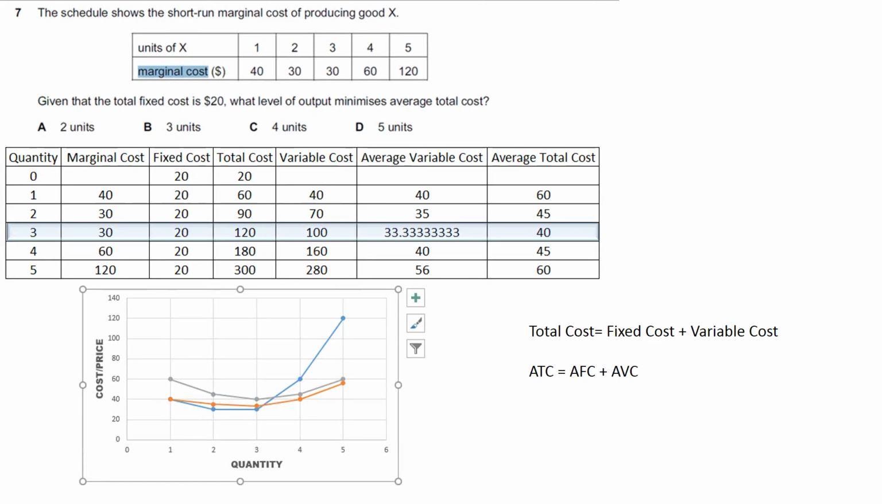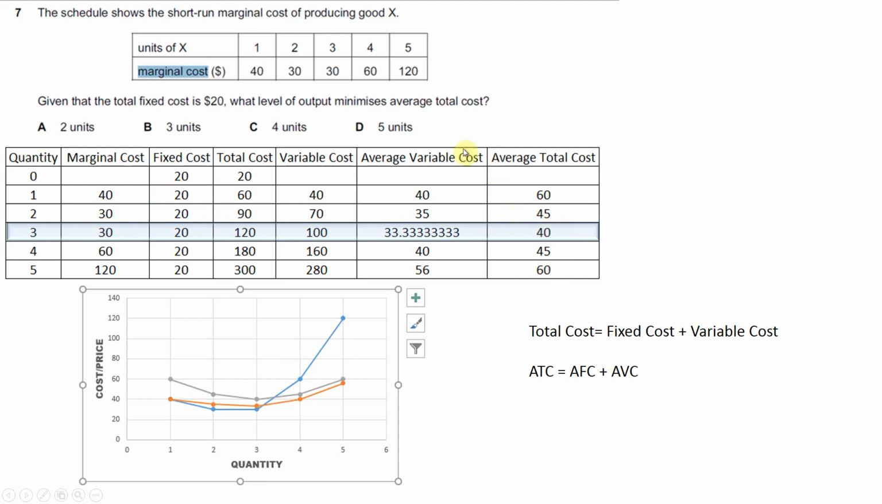Average variable cost is very simple. It's the variable cost divided by the quantity. So 40 divided by 1 is 40. 70 divided by 2 is 35. 100 divided by the quantity of 3 is 33.3. That's the special case because we're looking for the minimum average variable cost. We'll get to that. And 40, 56. Average total cost is the same thing, except we look at the average of the total cost, which is 60 divided by 1, which gives me 60. Then it's 90 divided by 2, which gives me 45, and so on.